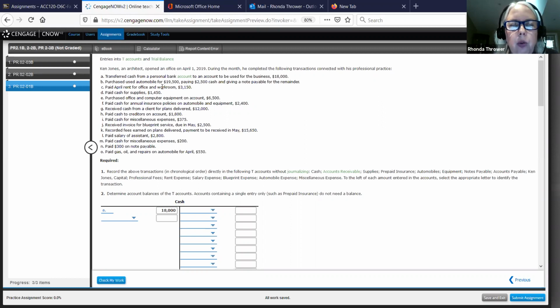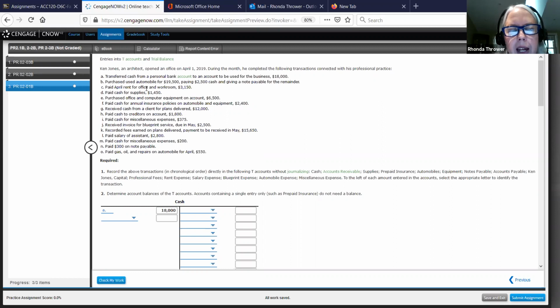Then later on, we will copy from our T accounts to the journal, and from the journal to the ledger, and from the ledger to what we call a trial balance. We will be learning how to do that in the remainder of this chapter. What I want you to concentrate on in this problem is just learning how to analyze transactions through your T accounts. So for the B transaction, we're going to purchase a used automobile.